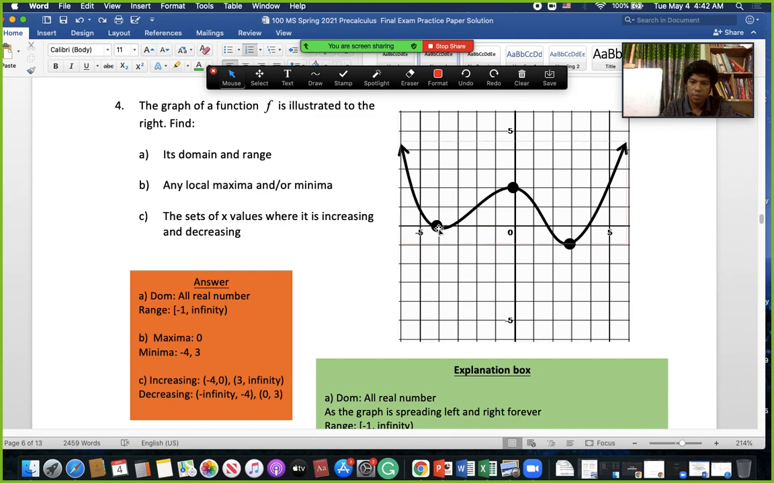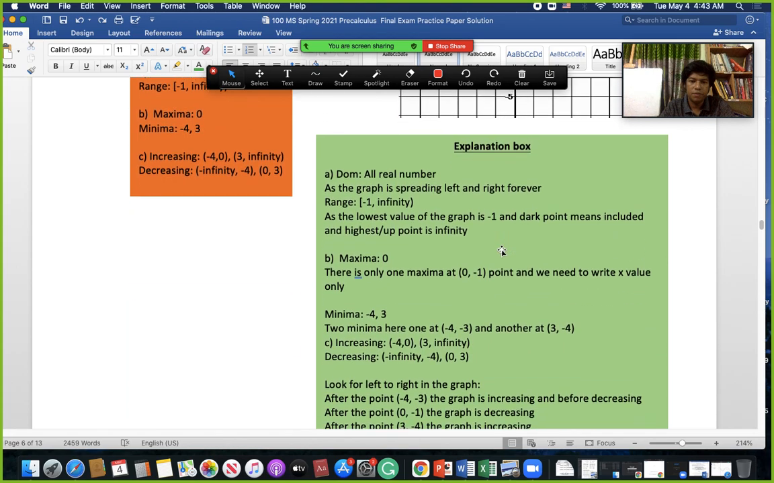Increasing is from minus 4 to 0 and from 3 to plus infinity. This is decreasing and this is decreasing. From left to right, you have to look. You have to look from left to right.